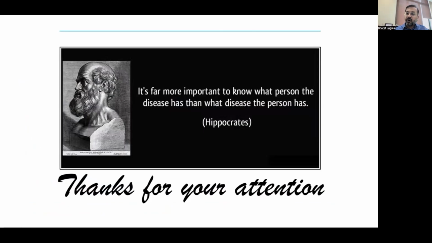So this was all about the culture report, how we interpret it, and also about the concept of therapeutic index. It's far more important to know what person the disease has than what disease the person has.